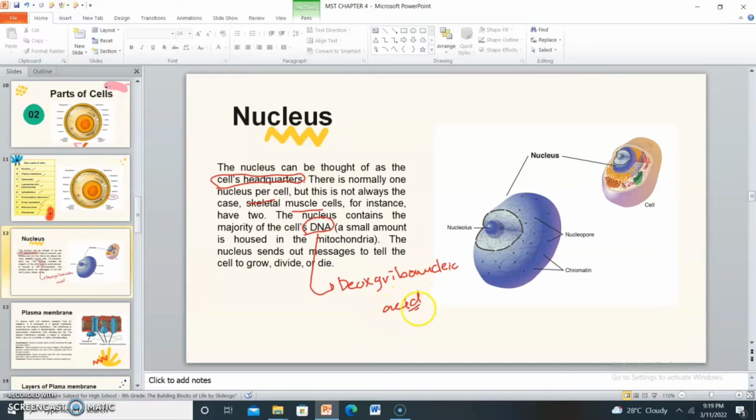So this is composed of two polynucleotide chains. DNA is responsible for the reproduction, growth, and reproduction of organisms and viruses. The nucleus sends out messages to all cells to either divide or die. So that is the nucleus in this part.